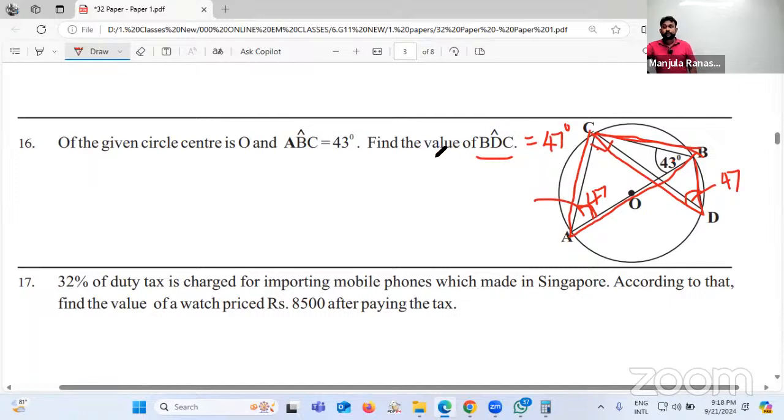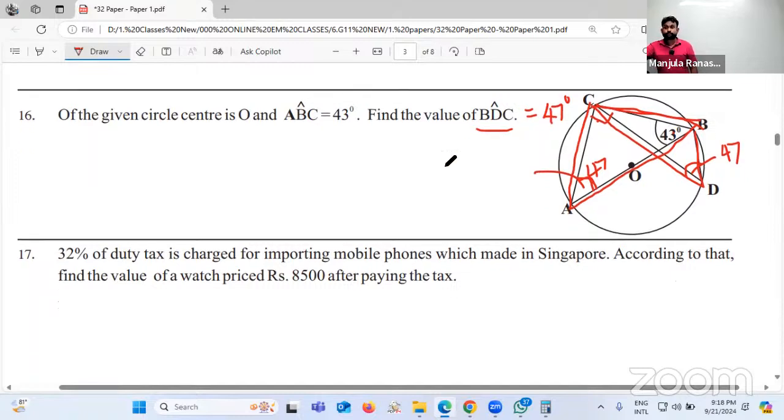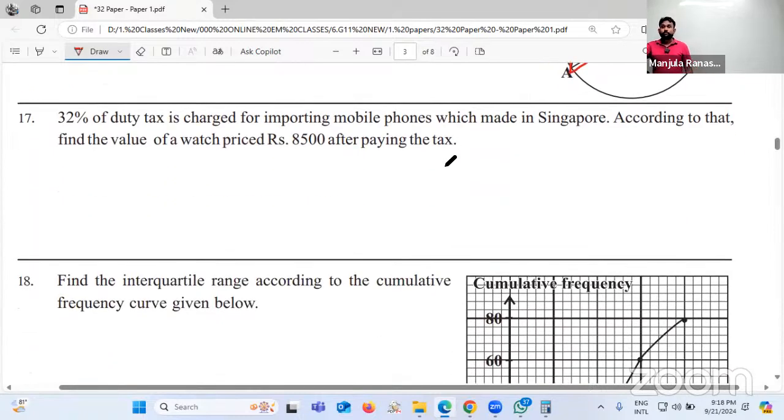Okay, 47 is the answer. Now move to question number 17. 32% duty is charged on importing mobile phones made in Singapore. According to that, find the value of a phone priced at rupees 8,500 after paying the tax.